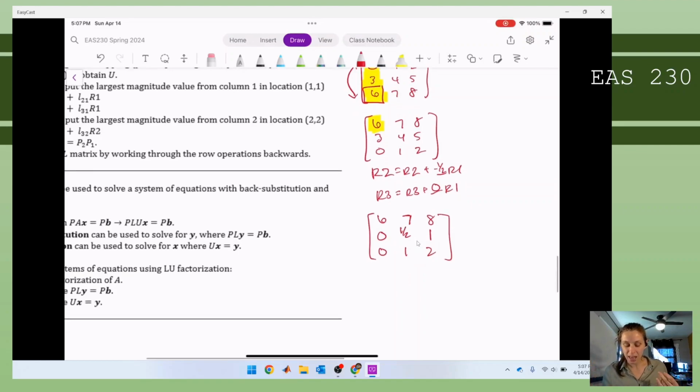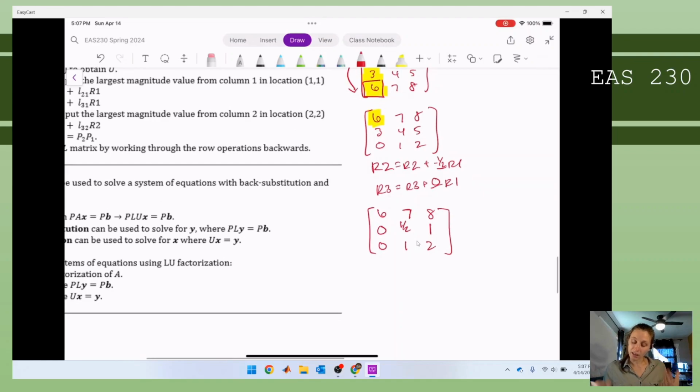Once that happens, then we're going to go ahead and now look at column 2. And in column 2, ignoring row 1, we're going to do the same thing. We're going to look at our numbers there, and we're going to do row swapping in order to make sure the largest magnitude is in the pivot location. So the largest magnitude between these two numbers is 1, so I would go ahead and swap rows 2 and 3. After I do that, then I would do my elimination steps for that column, and I would keep working forward.